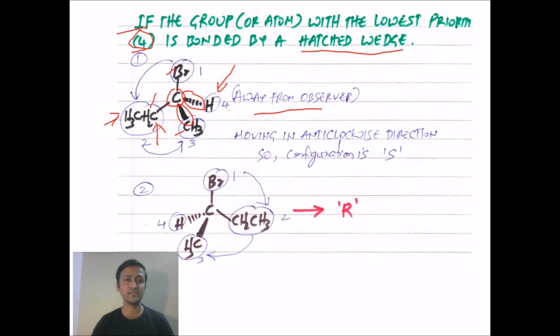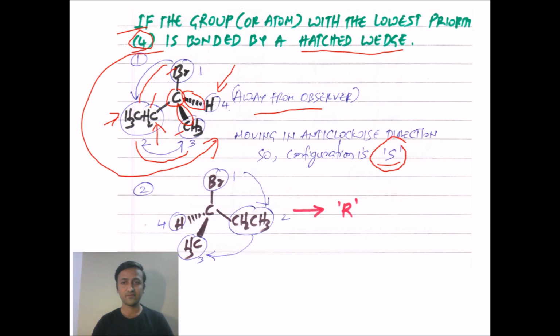Okay, now what's the next step there? We need to move from 1 to 2, 2 to 3. Okay, so I have shown here, right? 1 to 2 first and then 2 to 3. So overall the direction is what now? We are moving in anti-clockwise manner, right? So if it is anti-clockwise direction, as the rule says, we need to give the notation as S. So the configuration around this chiral carbon atom in this molecule is S configuration.